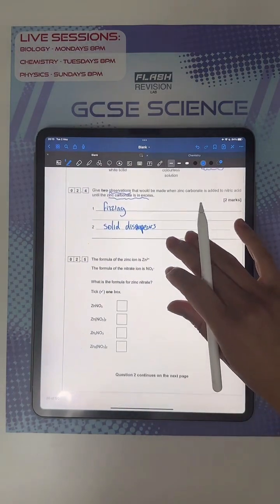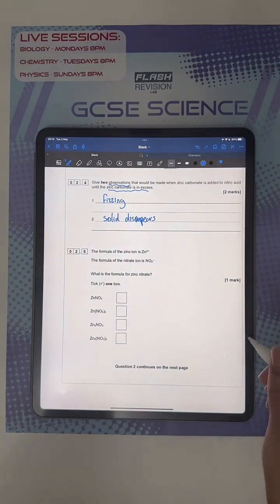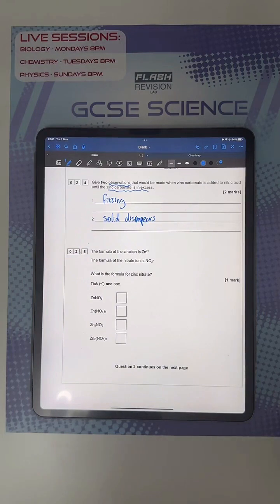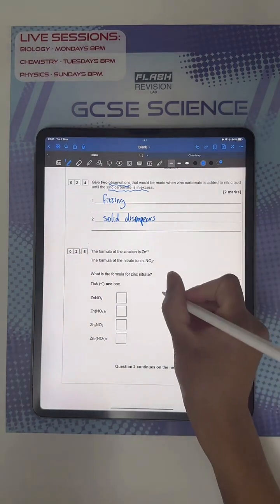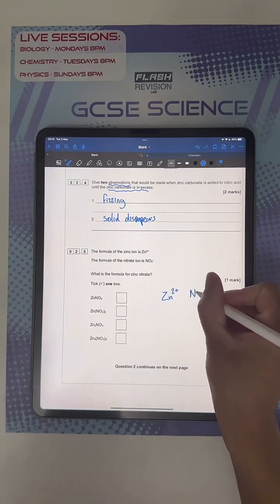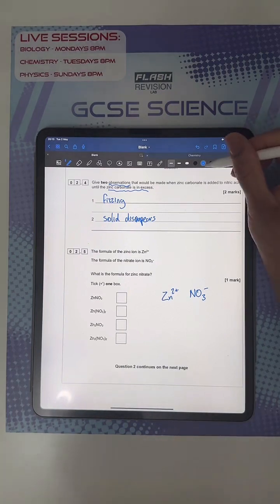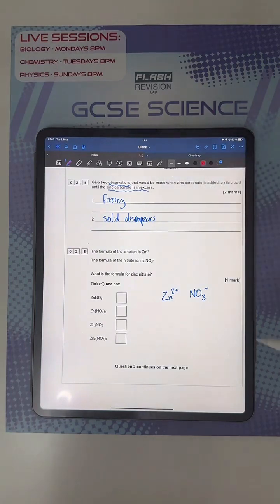Okay, next one. The formula for zinc ion is Zn2+. The formula for nitrate ion is NO3-. What's the formula for zinc nitrate? Do you guys remember the method of working it out? Charges swap. Yes, we did this in another live.